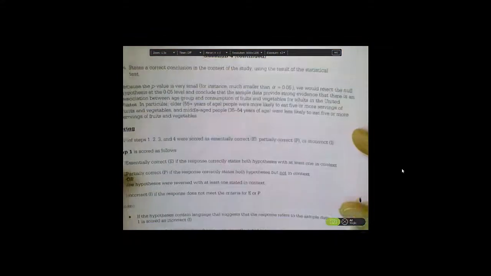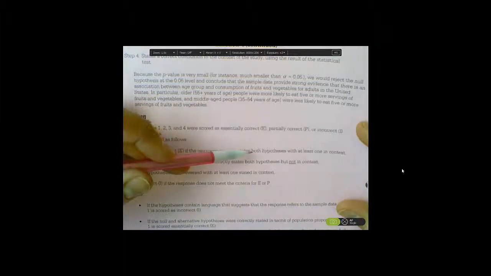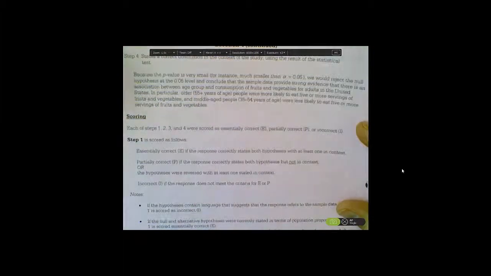Okay, so as far as grading that goes, part 1. Essentially correct if the hypotheses are both stated with at least one in context. We're good to go right there. So this is going to be essentially correct.